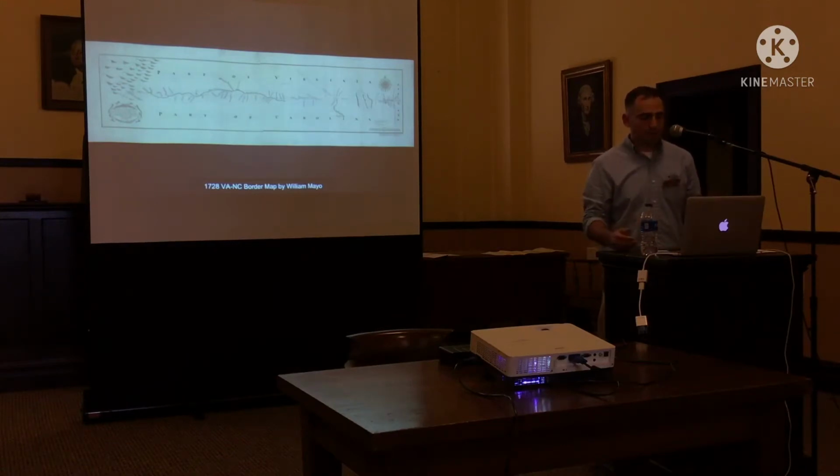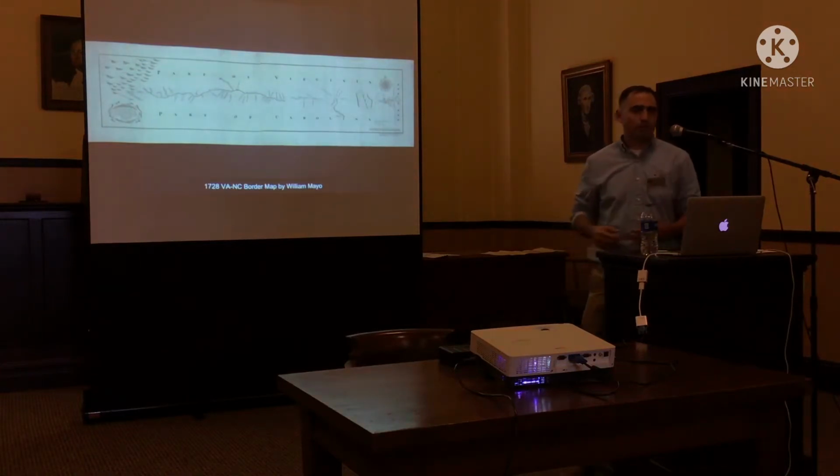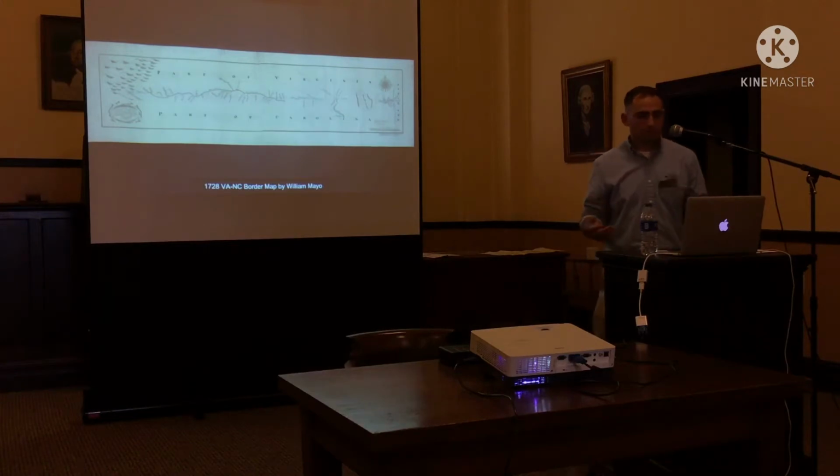There were people that lived on the border that were saying they were paying taxes in one colony, telling the other colony they were paying the other colony, so they just ended up not paying any taxes. And it was also causing a problem with law enforcement. No one really knew whose jurisdiction was whose. So finally, the governors of both colonies decided that this needed to be fixed, and so they came together. They finally picked a starting point. They put together a team of surveyors, and one of them was William Mayo, and he created this map.